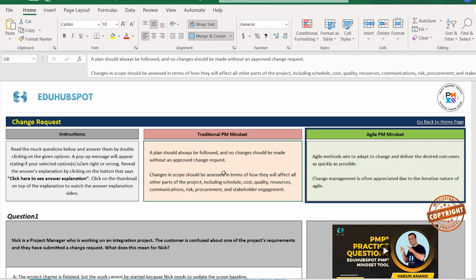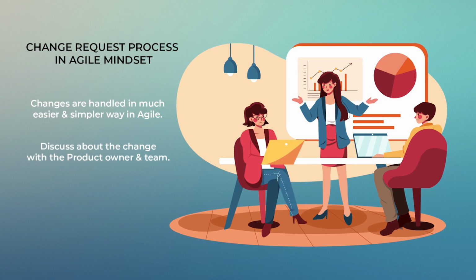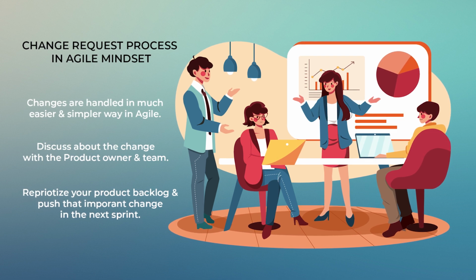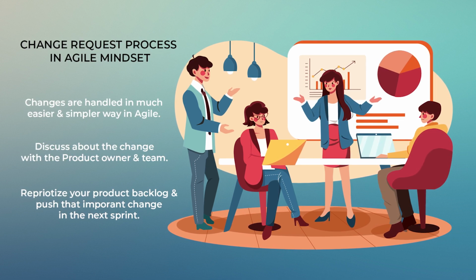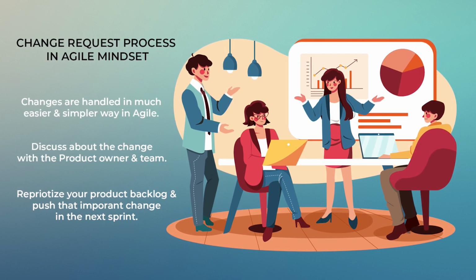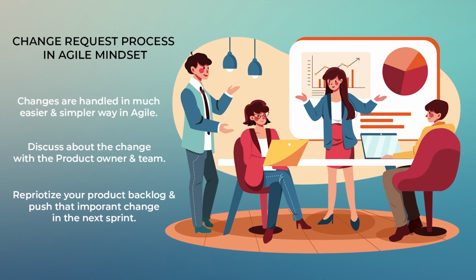But on the agile side, agile embraces change. They love change. In fact, the entire purpose of agile was to make sure that changes are handled in a much easier and simpler way. If you have a change, you discuss it, like a product owner or even a team member can talk about that change. You will reprioritize your product backlog, and if you think that change is so important, you will probably push that change into the next sprint. It's as simple as that. A change is taken care of. So change management is done in a much easier and simpler way in the Agile PM mindset.